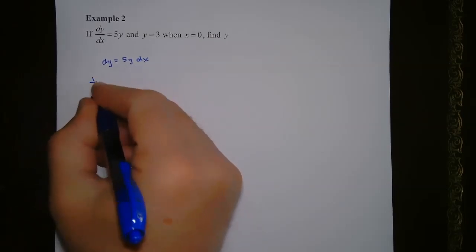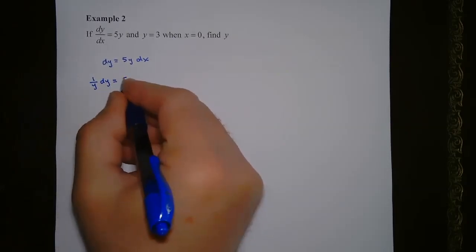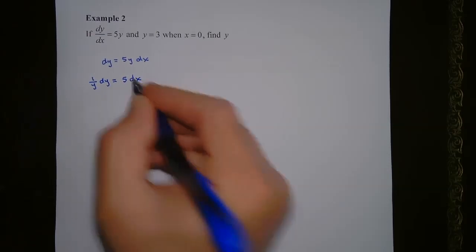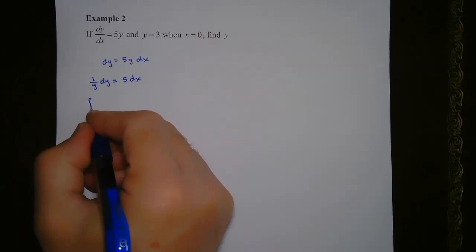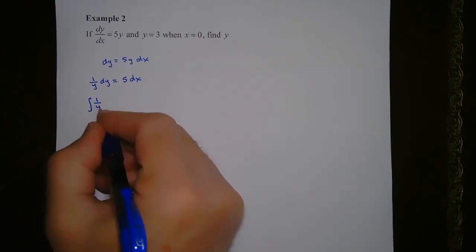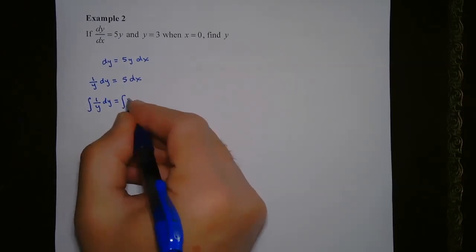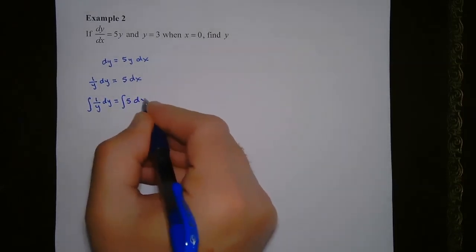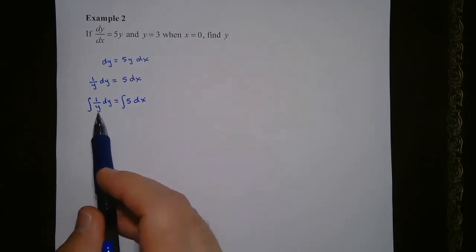So this becomes 1 over y dy is equal to 5 dx. And then I'll be able to integrate both sides. And I'll do that. So integrate 1 over y dy is equal to the integral of 5 dx. Okay, so what's the integral of 1 over y? Well, that's one we should recognize, okay?